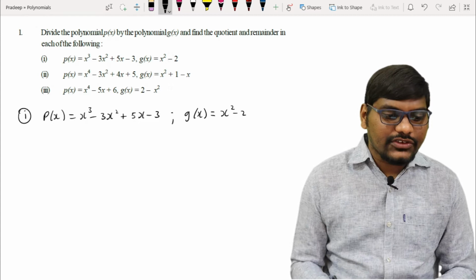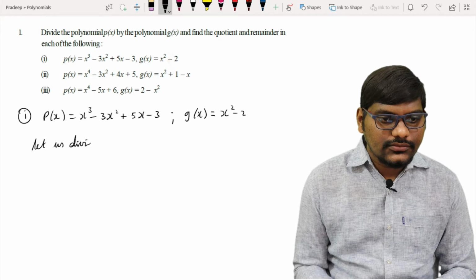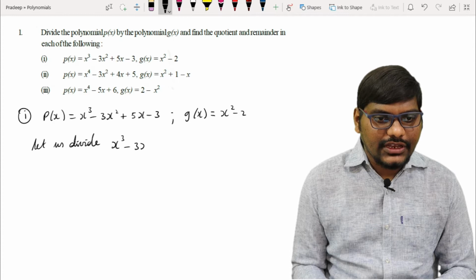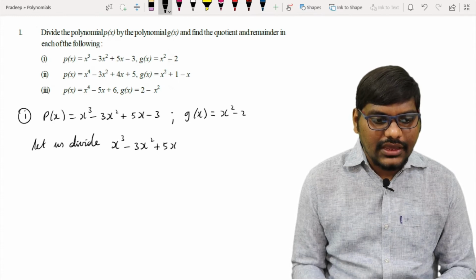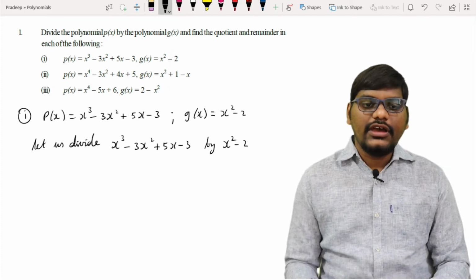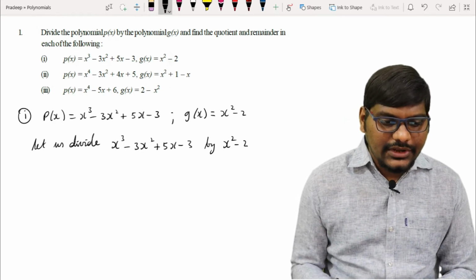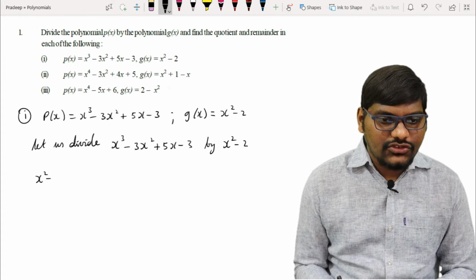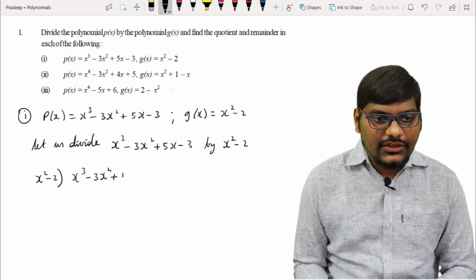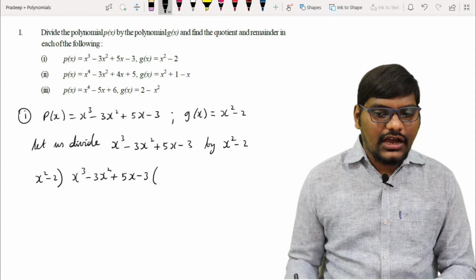So now let us divide this one. This is p of x, x power 3 minus 3x square plus 5x minus 3, by x square minus 2, and we'll divide this particular dividend. So I'll write it as x square minus 2, and this is x power 3 minus 3x square plus 5x minus 3. Okay, so now let's see how we can do this.